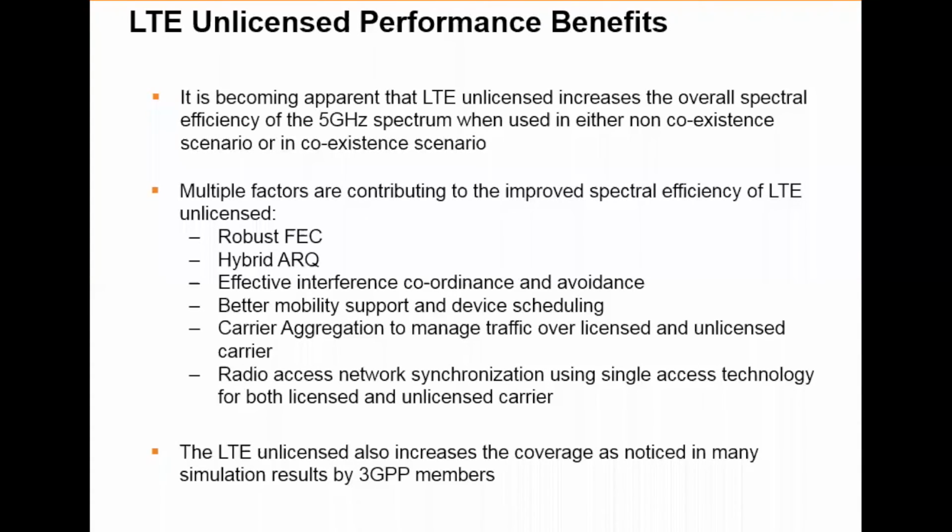You have robust forward error correction, you have hybrid ARQ, because the data transmission over the LTE system in general makes sure that the interference coordination and avoidance takes place, which is not the case in Wi-Fi. Then I will be able to support mobility, which is inherently built into the LTE systems, versus Wi-Fi, because Wi-Fi inherently does not allow mobility. So when I use LTE unlicensed spectrum, it will be possible for the user to move from one base station to another base station with data continuity.